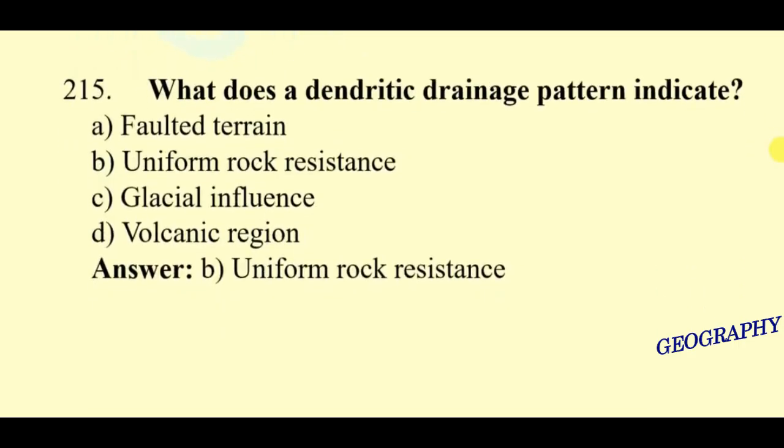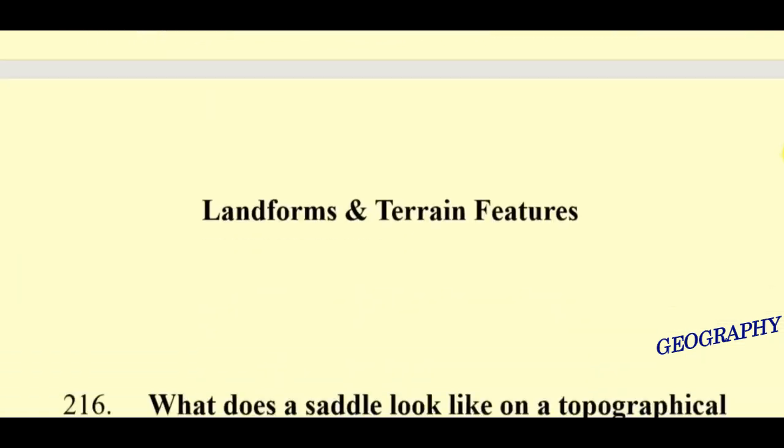215. What does a dendritic drainage pattern indicate? Faulted terrain, uniform rock resistance, glacial influence, volcanic region. Here the right answer will be uniform rock resistance.